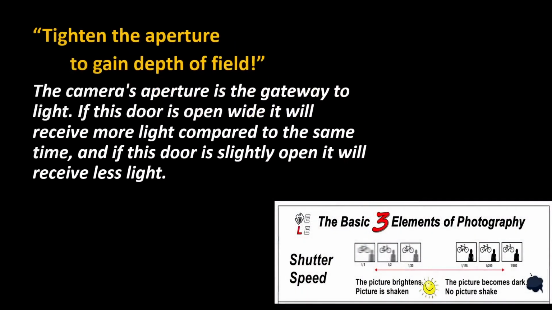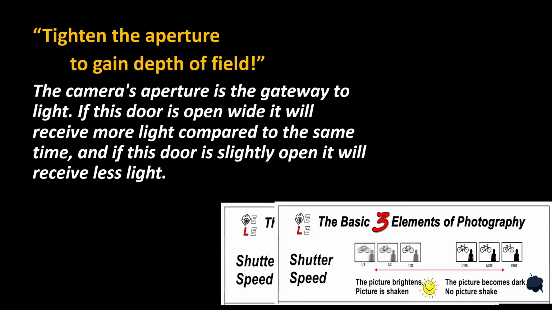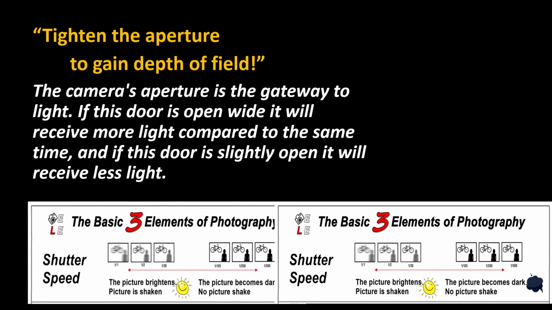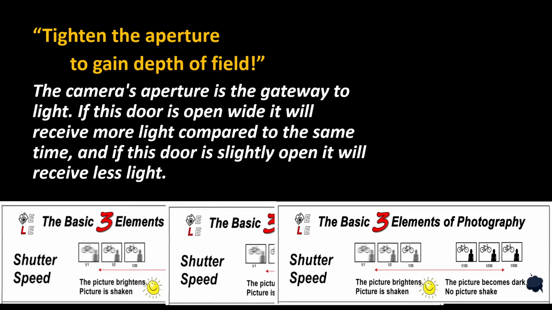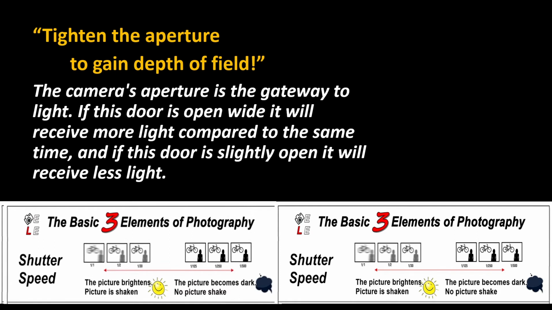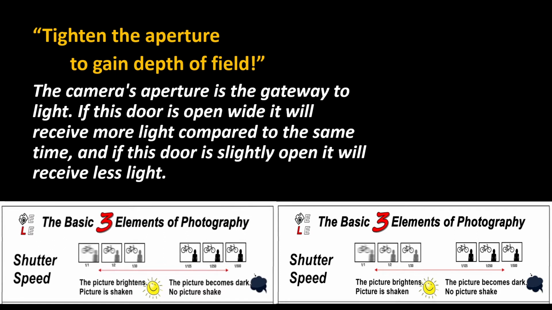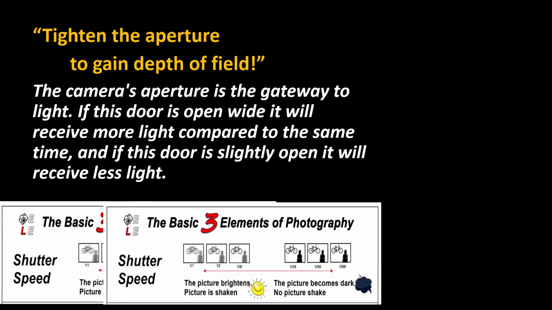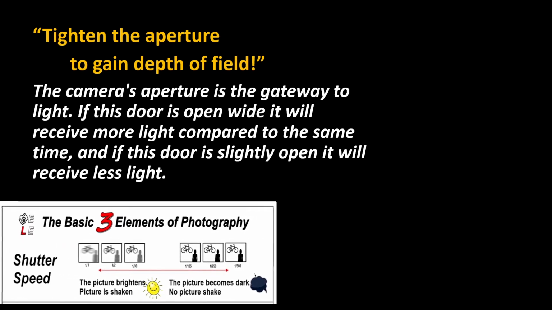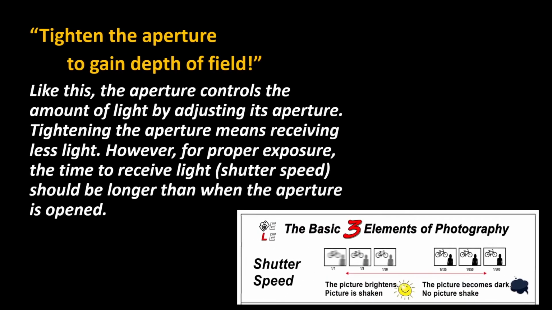Tighten the aperture to gain depth of field. The camera's aperture is the gateway to light. If this door is open wide it will receive more light in the same time, and if this door is slightly open it will receive less light. In this way, the aperture controls the amount of light.